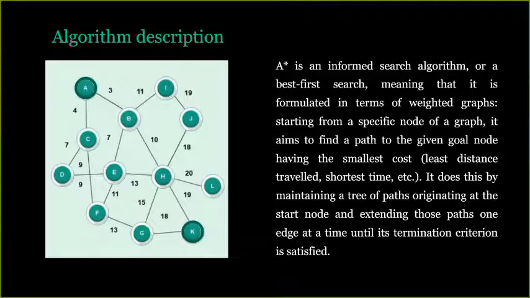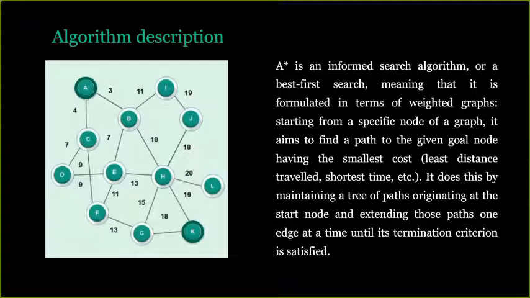So A-star is an informed search algorithm, meaning that it is formulated in terms of weighted graphs, one of which you can observe on the left picture. The aim of this algorithm is, starting from a specific node of a graph, it's A in our example, to find a path to the given goal node, it's K on the picture, having the smallest cost, least distance traveled, shortest time, or something like that.